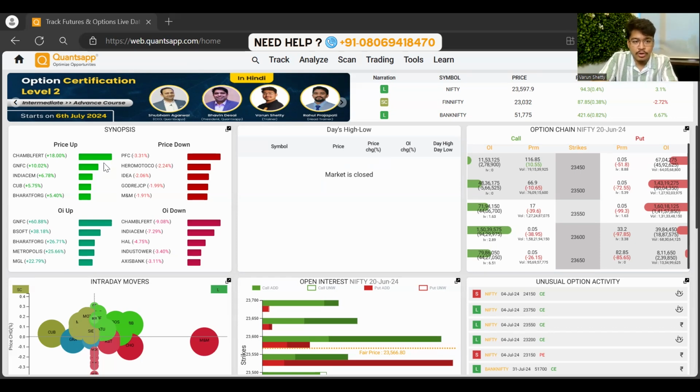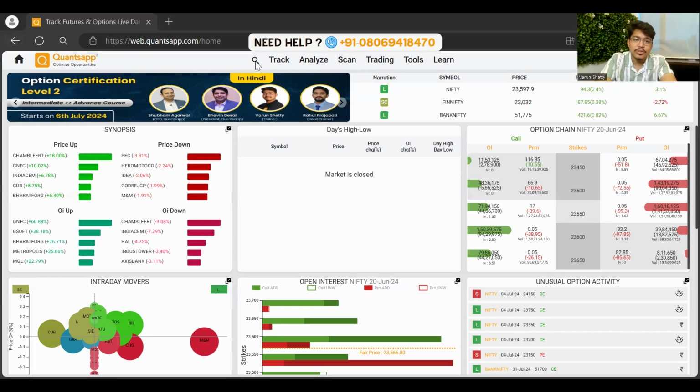Today, there were a lot of good moves in the market. Chambal Fertilizer, to be precise, has moved up by around 18% today, just short of the upper circuit. So it's actually quite exciting. Let's see how we can analyze the open interest data.